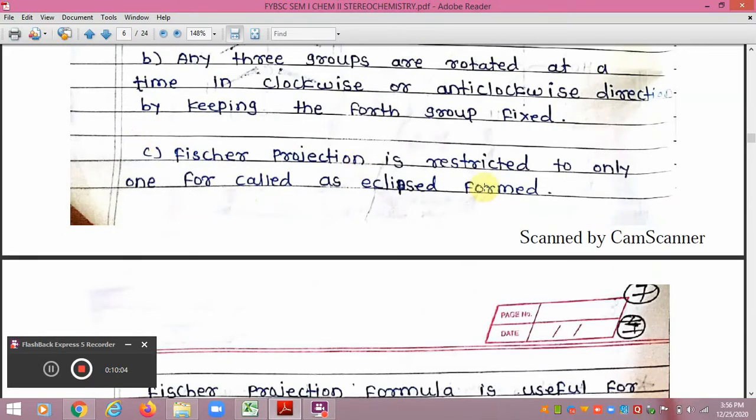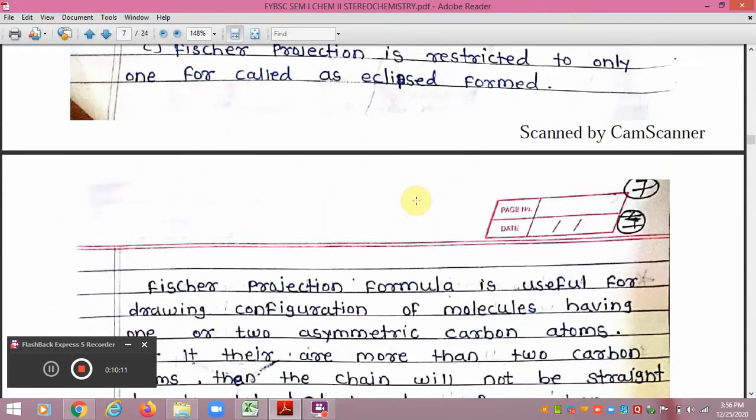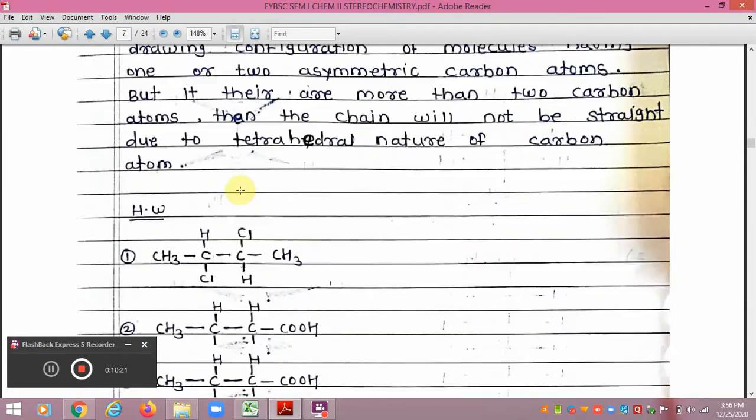Fischer projection is restricted to only one form, called the eclipse form. So the Fischer projection formula indicates the eclipse form. Here the relative angle between the two substituents on adjacent carbon atoms is 0 degrees. That's why it is called eclipse. What eclipse and staggered are, we will discuss later on.